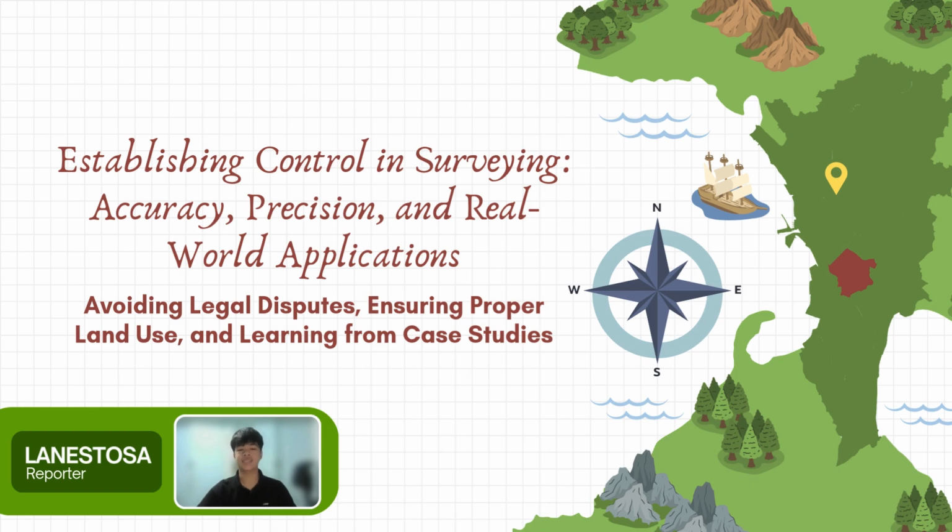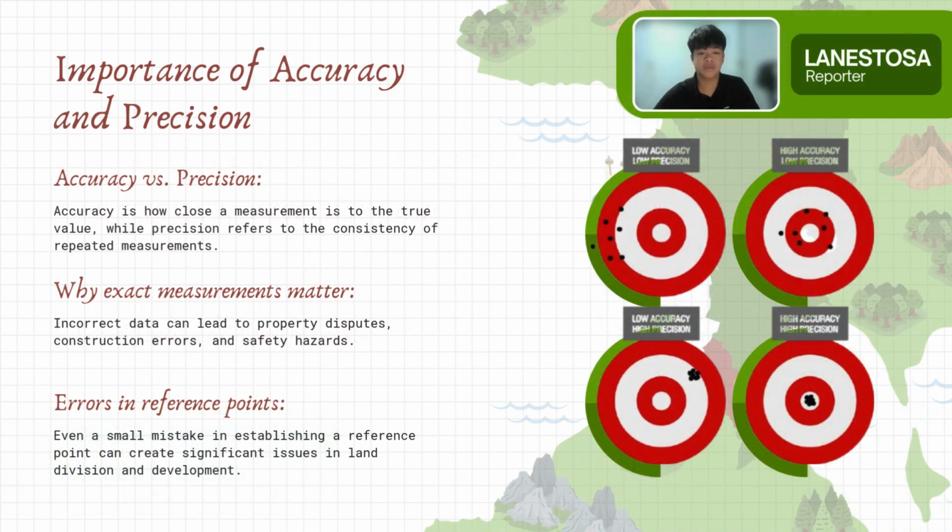To fully understand this, let's first explore the meaning of accuracy and precision in surveying. Accuracy means measuring something as close to its true value as possible, while precision means getting the same result consistently. In surveying, both are essential.